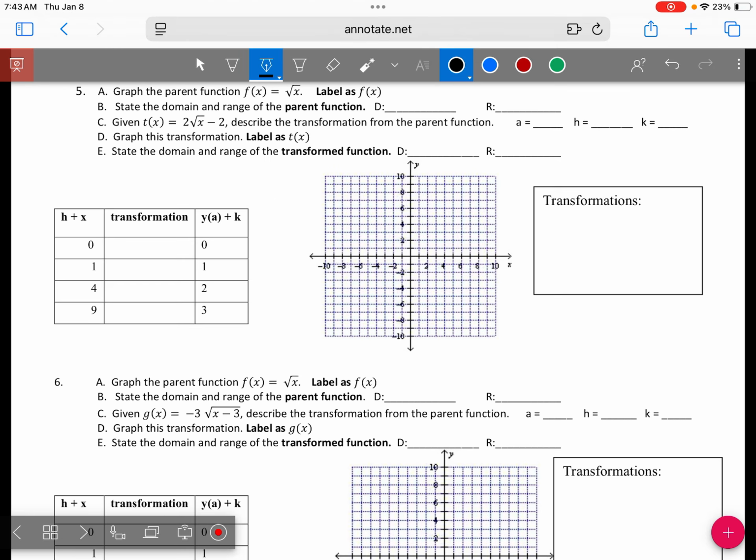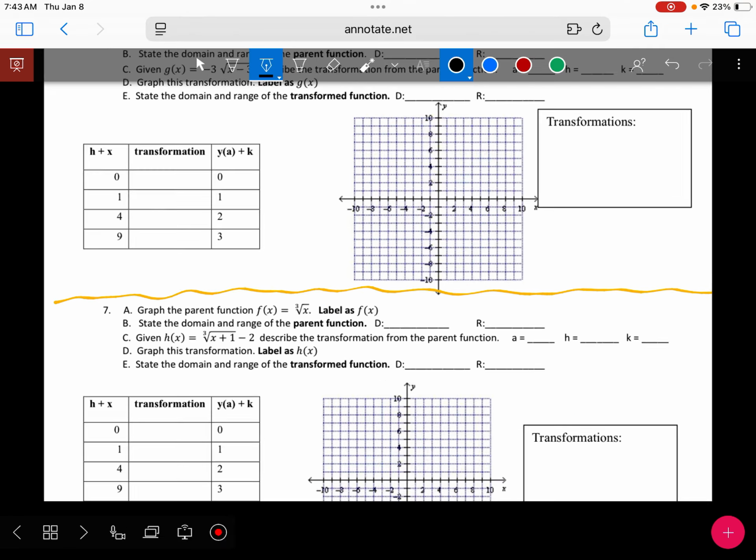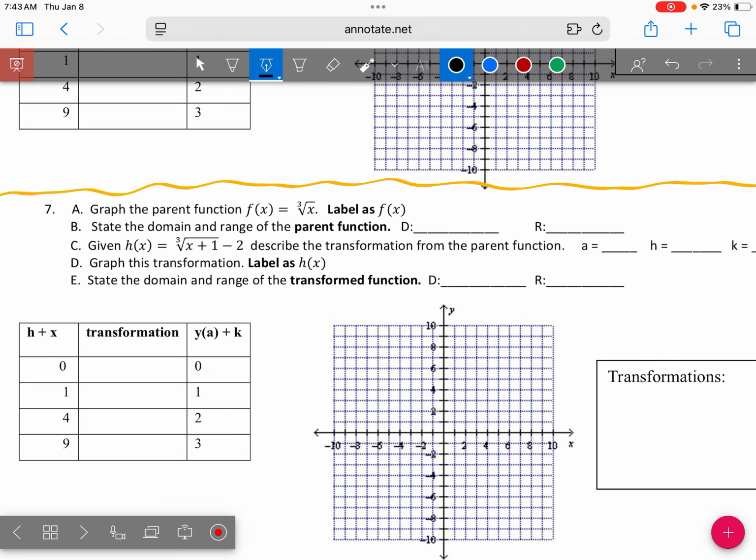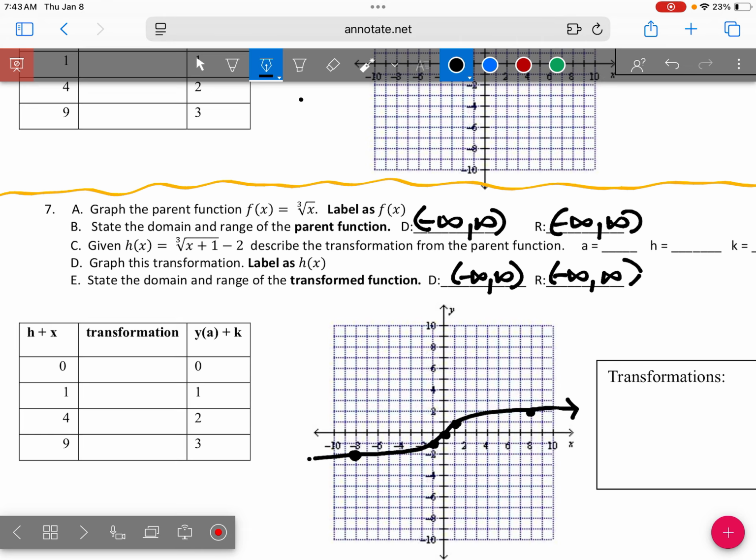All right, flip it over to the back. There should only be one question left if you did 5 and 6, and that's this one here. So let's go ahead, graph our parent, and we can easily fill in our domain and range for both of them. We already know what these are. So we can answer letter B and letter E. And when you graph it, let's see, this here, -1 down 1, 0, 0, 1, 1, 8, 2. We go ahead and connect that. That's your parent.